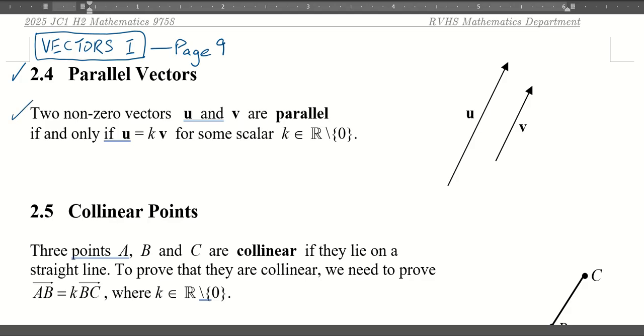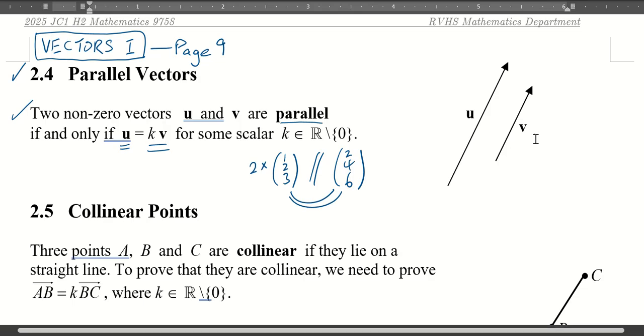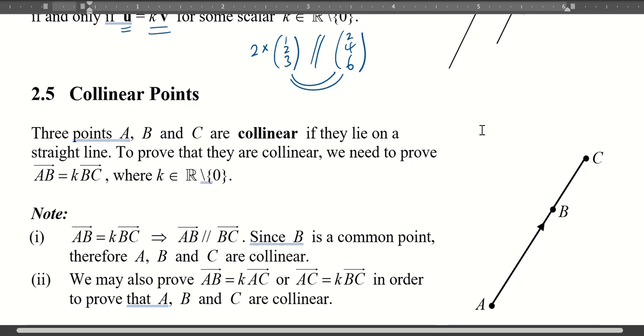Here it says things about parallel vectors. Two non-zero vectors u and v are parallel if and only if you can express one vector as a scalar multiple of the other. For example, the vector (1, 2, 3) is parallel to (2, 4, 6), because if you multiply one by a scalar, it equals the other. Next, collinear points.